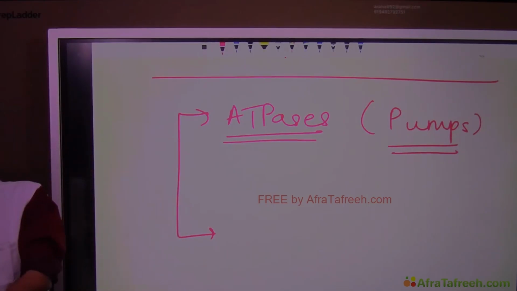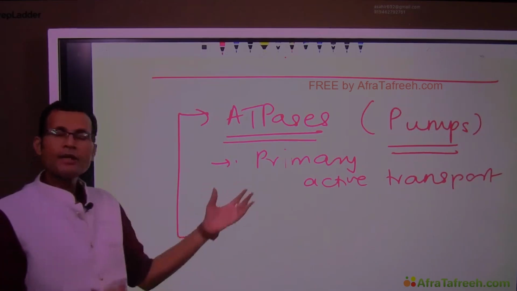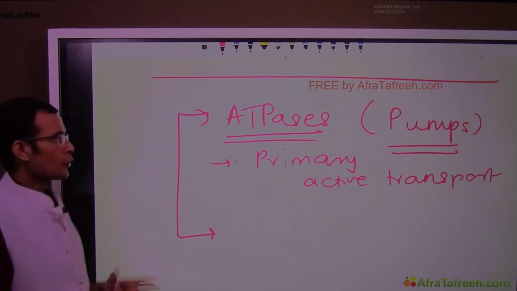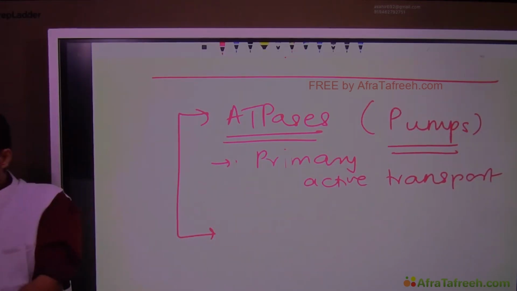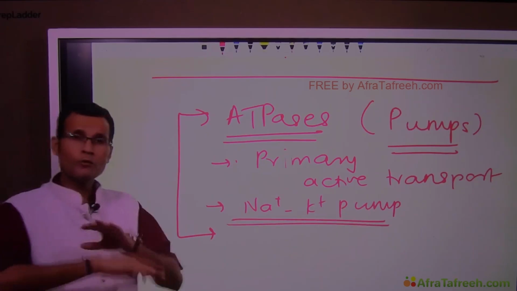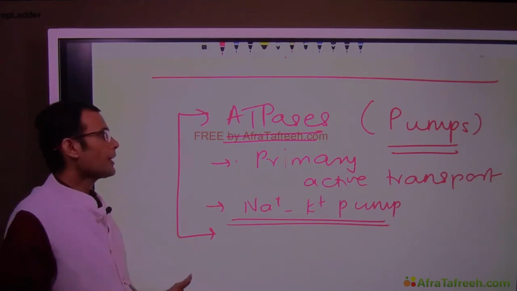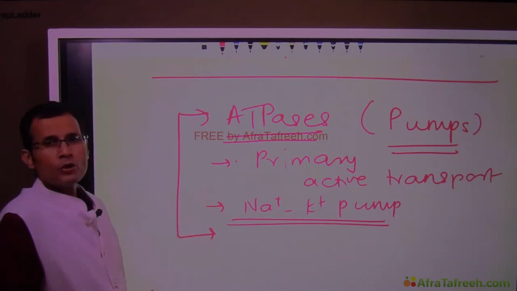These are involved in primary active transport. They carry out primary active transport, these ATPases or pumps. Example, our famous one, the sodium potassium pump. It's present in the membrane of all cells of the body. So sodium potassium ATPase is a primary active transport, and it's called an ATPase.